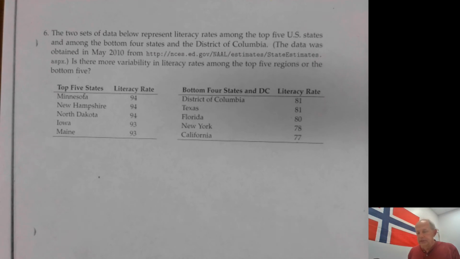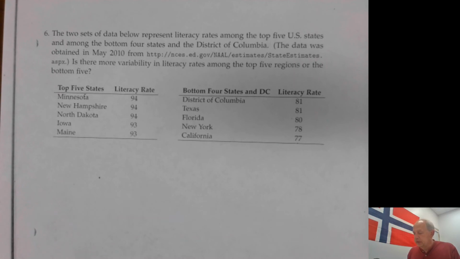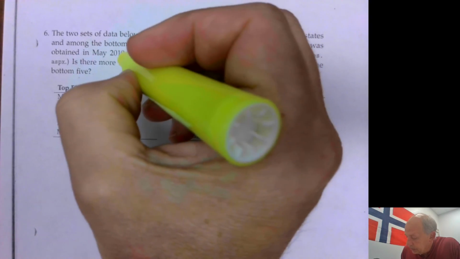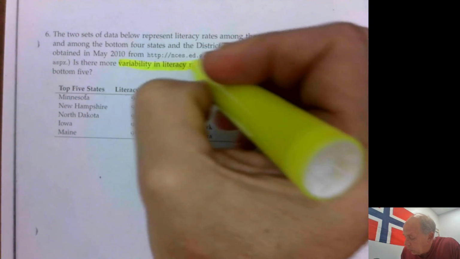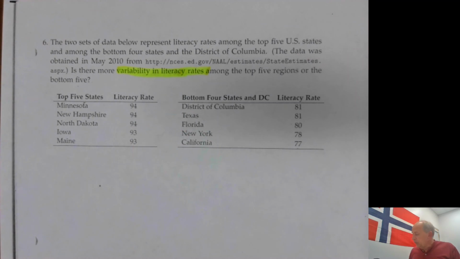Number 6, the last example we're going to do, we have 2 sets of states and their literacy rates. Top 5, the bottom 4 with the District of Columbia. And we want to figure out which data set has the largest spread or variability in literacy rates, the top 5 or the bottom 5. So what we're looking for is the larger spread in data.